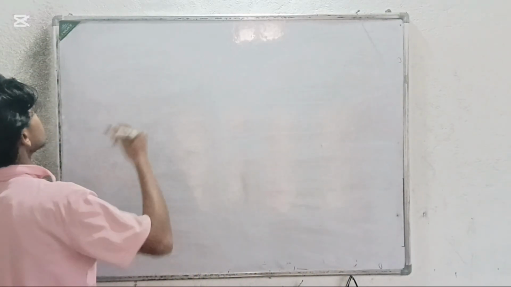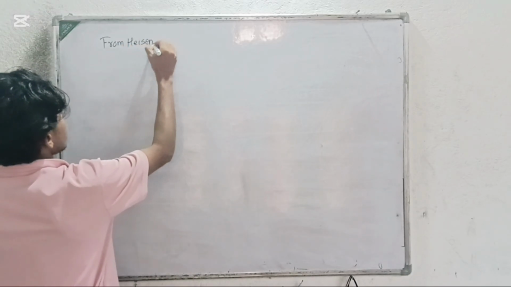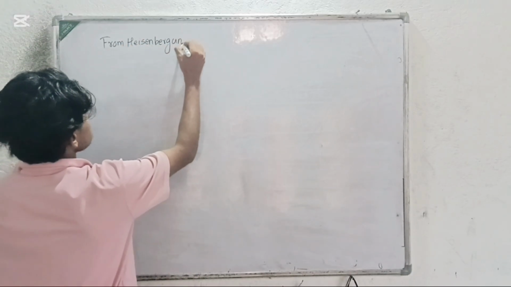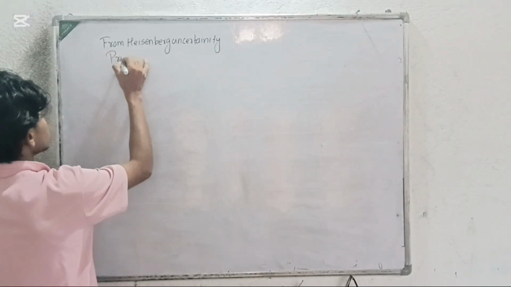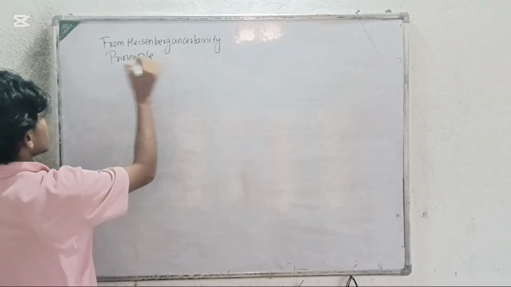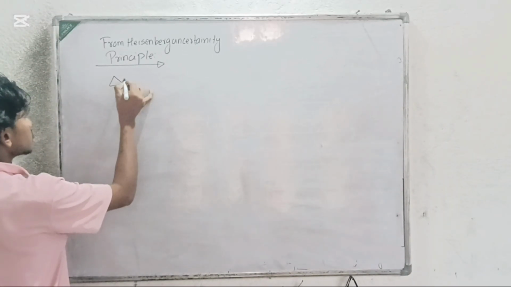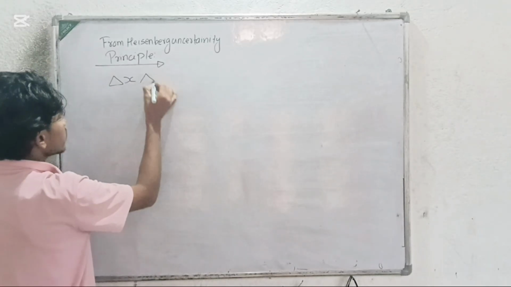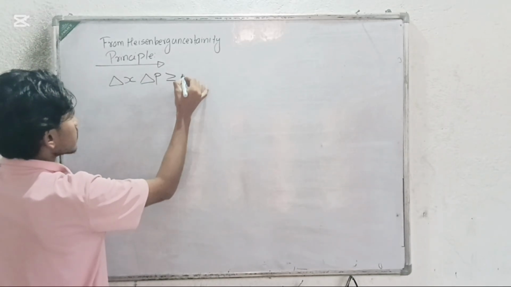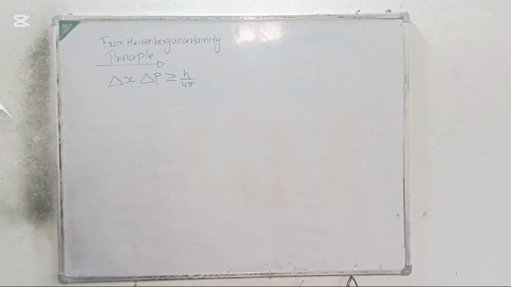Okay. So I know that from the Heisenberg uncertainty principle, what we can write is the position uncertainty, written like that, and the momentum uncertainty of a particle, is greater than or equal to h over 4 pi. Yes, it is h over 4 pi.